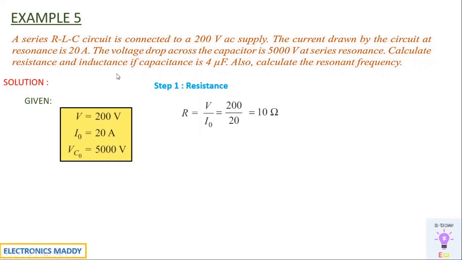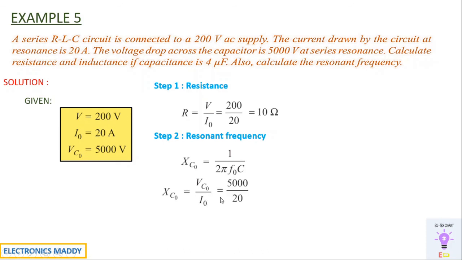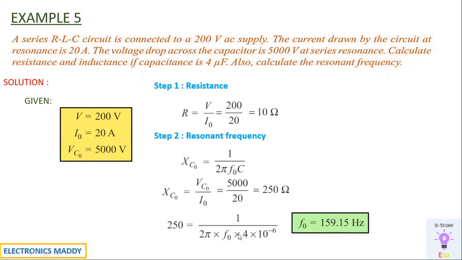Second step is to find the inductance, given the capacitance value, and then find the resonant frequency as well. So we will find the resonant frequency in the first place. Xc naught is given by 1 by 2 pi f naught into C. So Xc naught is given as Vc naught by I naught, isn't it, from Ohm's law? Substituting for Vc naught and I naught, you will get 250 ohms. Now we will substitute this value over here so that we can find the value of f naught. You'll get f naught equal to 159.15 hertz.